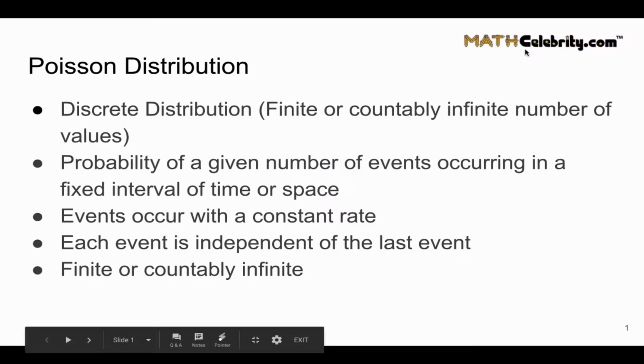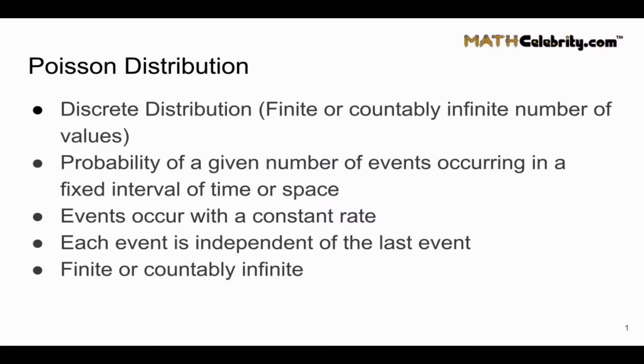So the Poisson distribution is a discrete statistical distribution. And you're probably asking yourself, Don, what does that even mean? Discrete means finite or countably infinite number of values, and the probability of a given number of events occurring in a fixed interval of time or space. Note the key word fixed. This is a dead giveaway for Poisson problems.